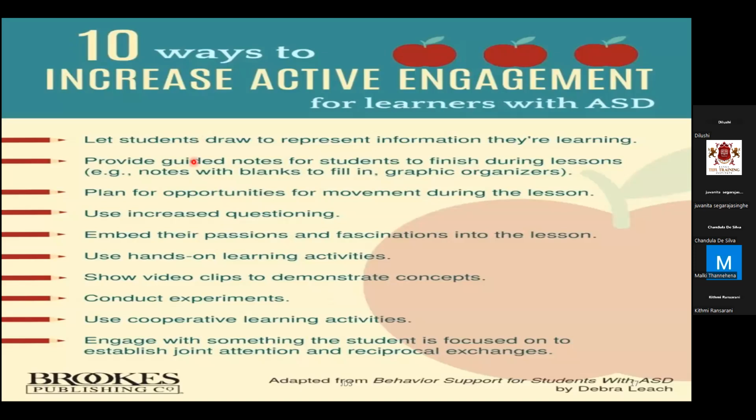Then you have some more, just go through them. Ten ways to increase, here it's mentioned as active engagement. Basically, they are determining or increasing positive behavior in the learners. Let's go through them, it's for your knowledge.